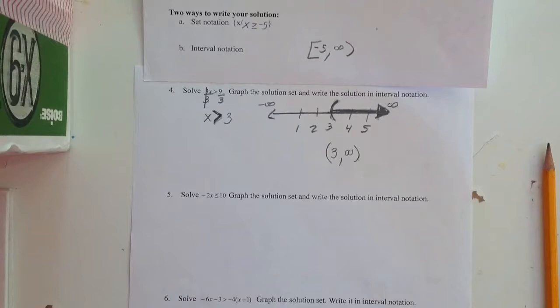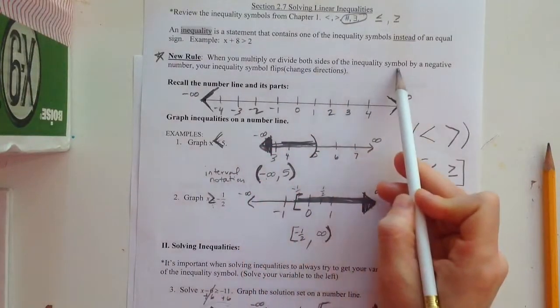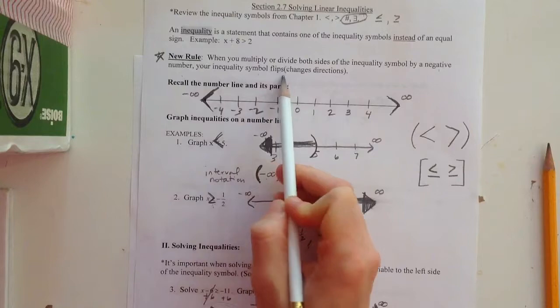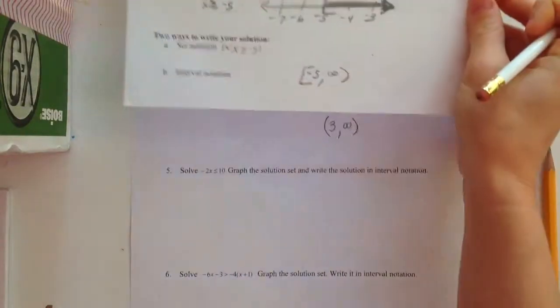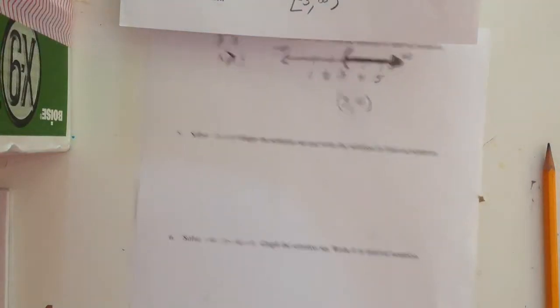Now, I'm sure you have forgotten because it was the very beginning of the first page, but we have a new rule. And remember your new rule, and I'll bring it back up. Your new rule, when you multiply or divide both sides of the inequality symbol by a negative number, your inequality symbol flips or changes directions. We are actually going to use that rule in this next example. So, remembering our new rule, let's go ahead and look at our next example.